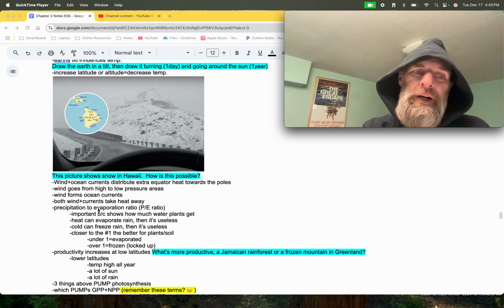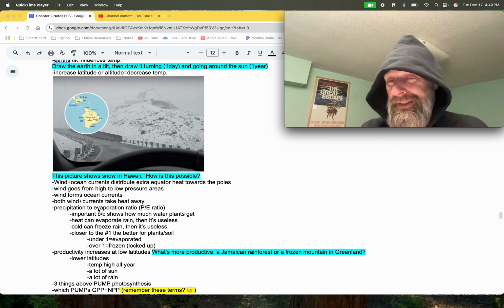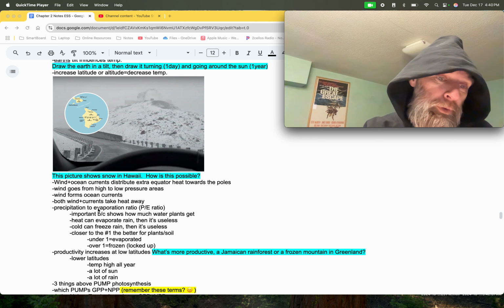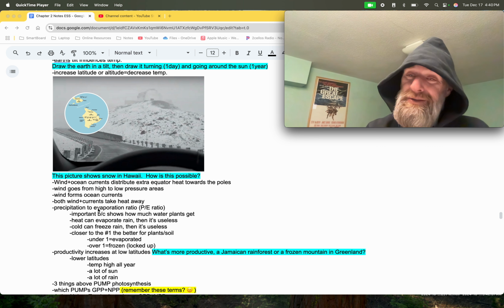Closer to the number one, the better for plants or soil. So under one, more is getting evaporated. All right, then it's actually getting absorbed. When you're over one, more is getting frozen, locked up. So there's only one person who likes frozen, and that's Elsa. She was in the movie.